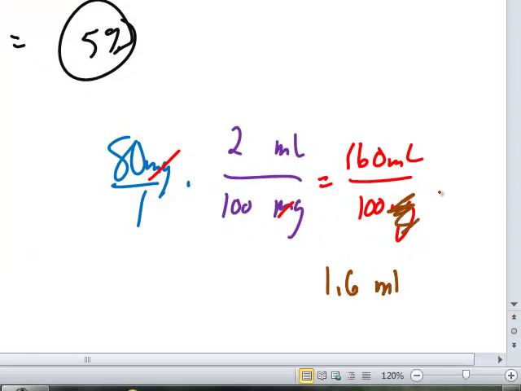So it should be milligrams on bottom. It's just 160 milliliters over 100, no milligrams. So 1.6 milliliters.